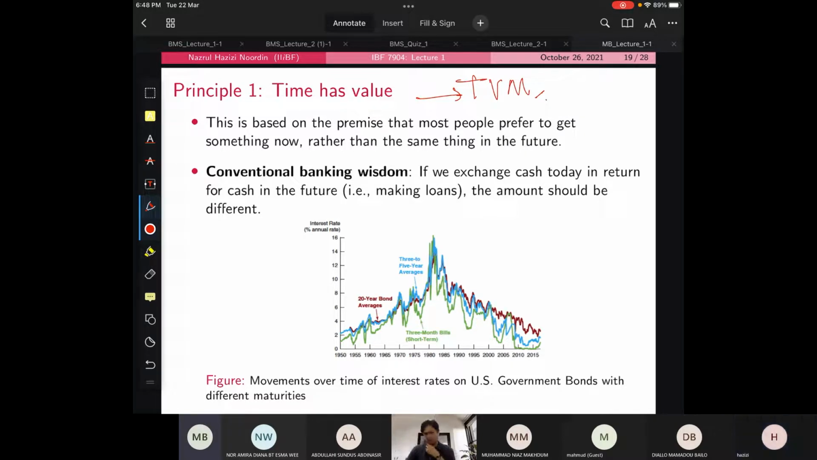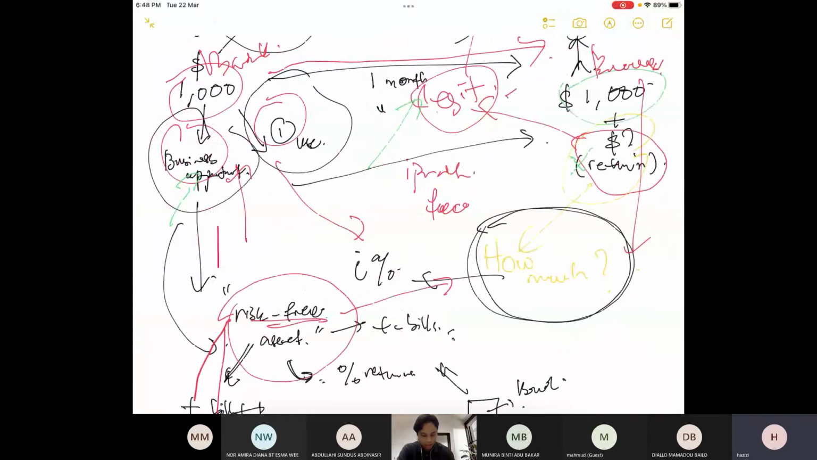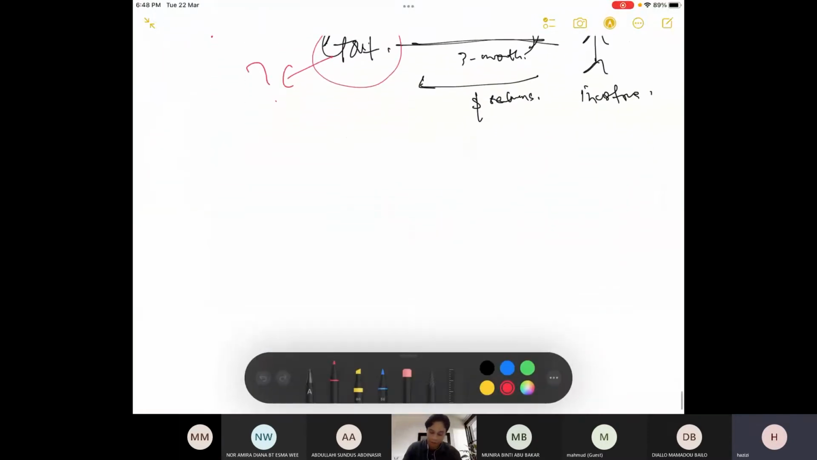Time has value, right? Okay. So does that mean the longer the time the borrower took to repay the money? Yeah. So that's the concept of time value of money, right? Because the longer... that's a good point that Munira has raised.